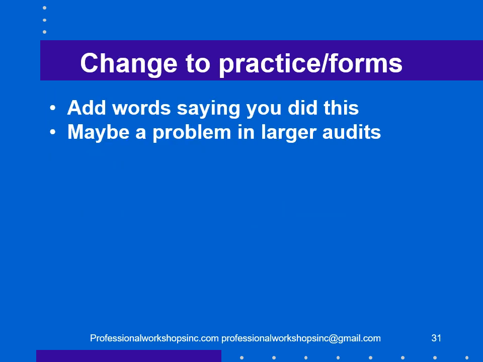Maybe you want to add some words to a form saying, I thought about whether there were any population issues with respect to journal entries. And maybe in a very, very large audit, that's a problem, but I'm having trouble seeing that, having trouble understanding what one might do. And there are no hints in the exposure draft.